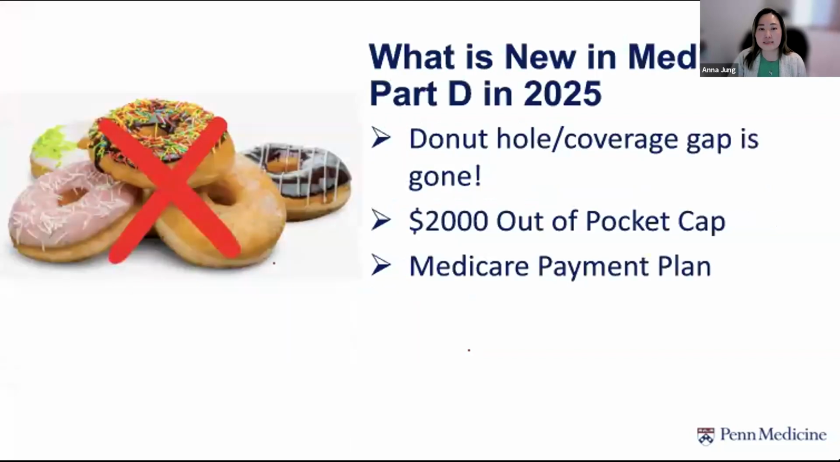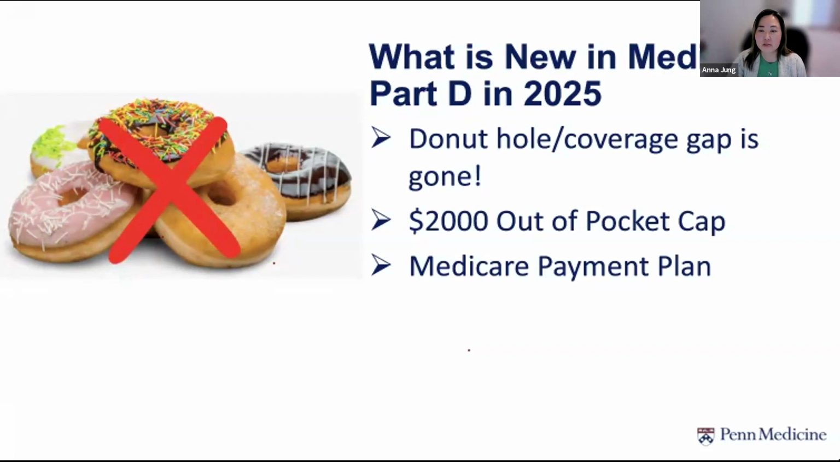So this is the really exciting part that I want to highlight. What's new in Medicare Part D as part of the Inflation Reduction Act from the Biden administration, which is in effect as of January 1st of this year. So in the past, there used to be 4 phases of coverage, but now it's been changed so that there's only 3 phases of coverage. So the donut hole is gone, which is also known as the coverage gap, and this translates into an annual out-of-pocket cap of $2,000 for prescription medications.